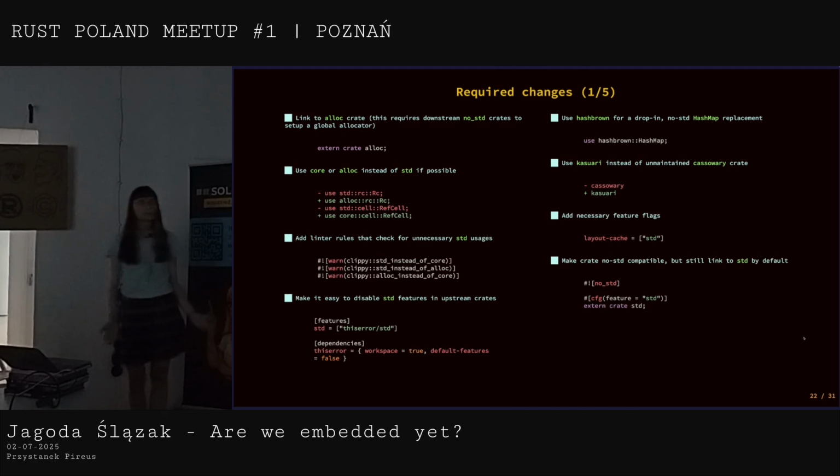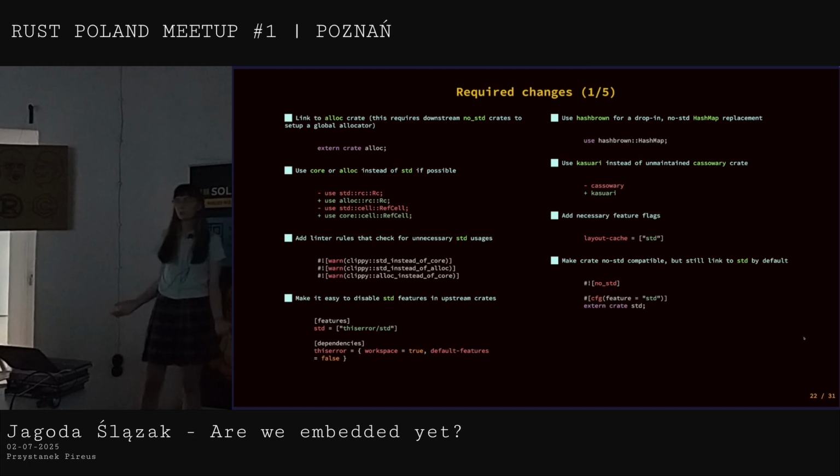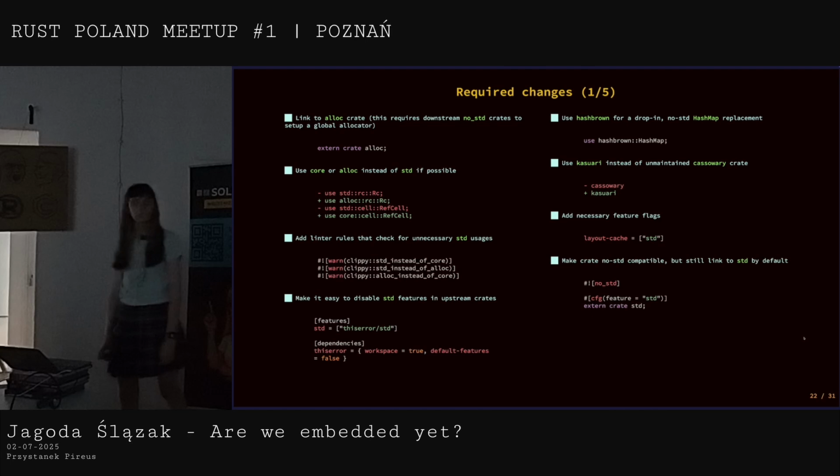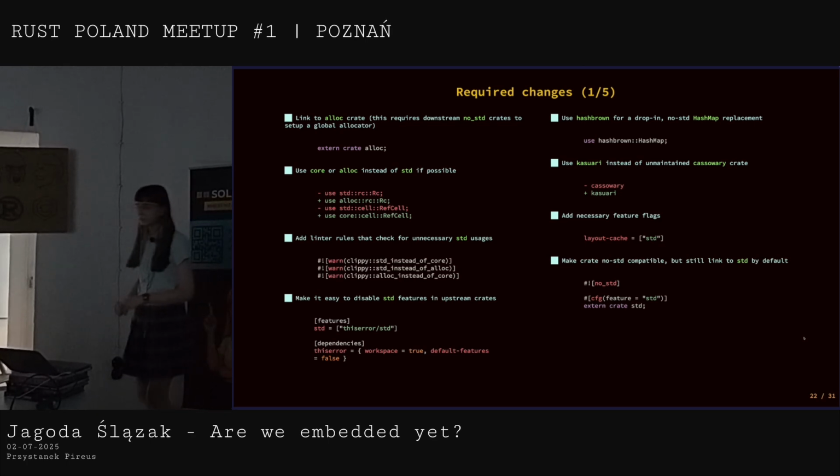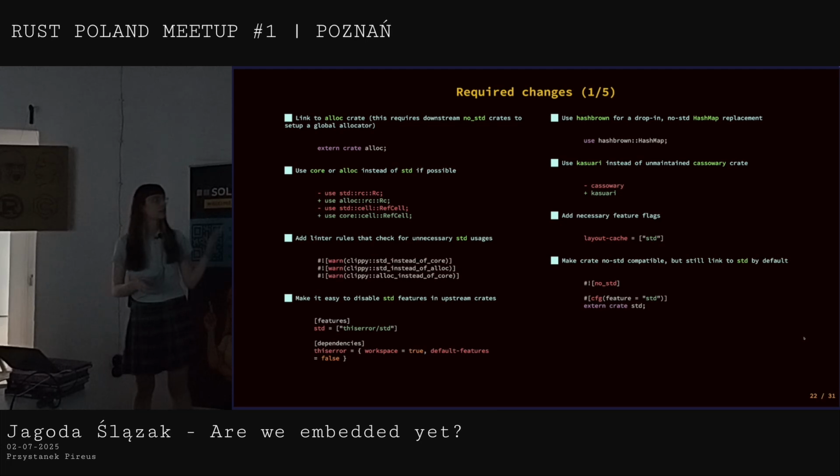So how do you make your crate no-std compatible? First of all, we had to link to the alloc crate, because we still needed allocation. It would be pretty hard to change Ratatui to not dynamically allocate memory at all, and we can still link to alloc anyway.